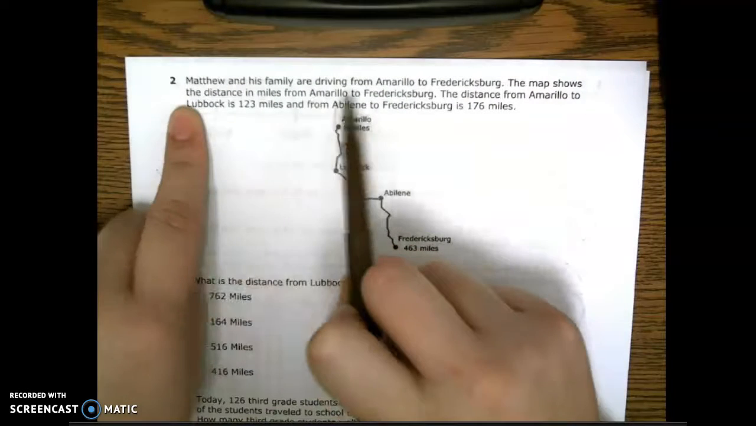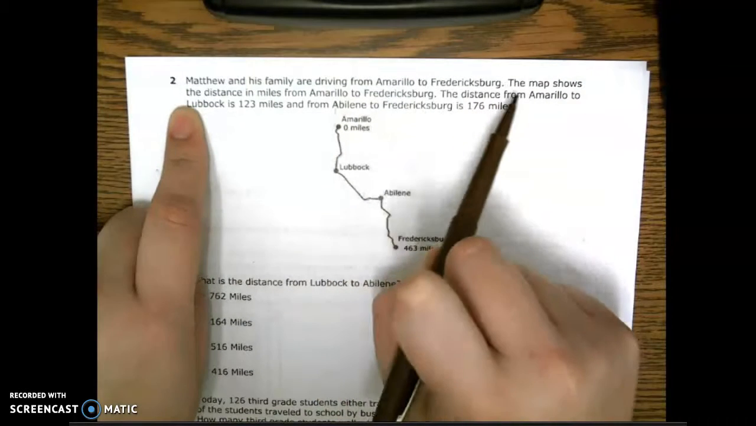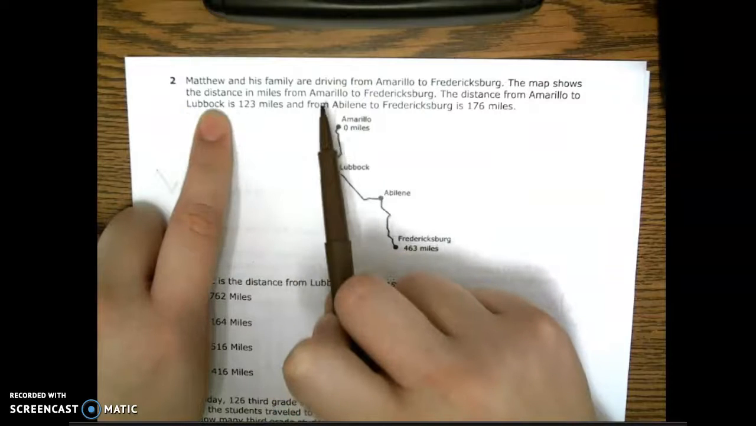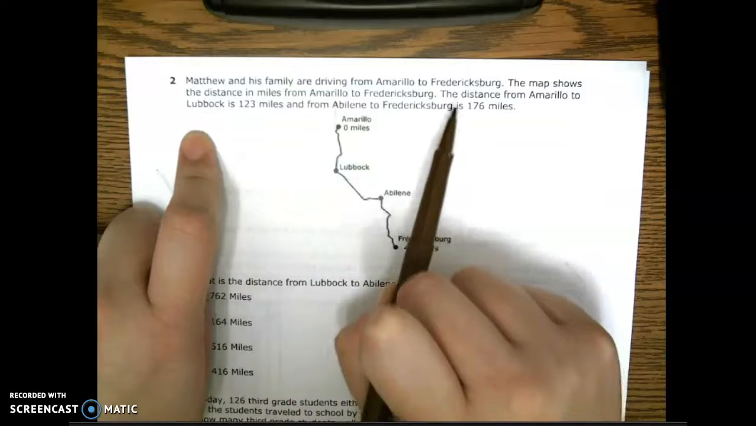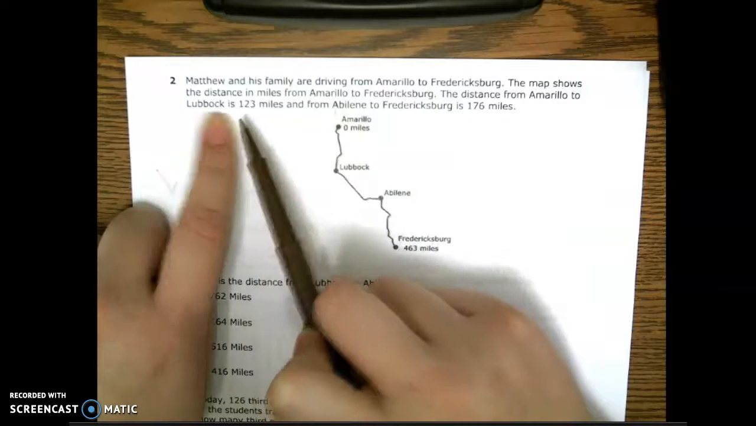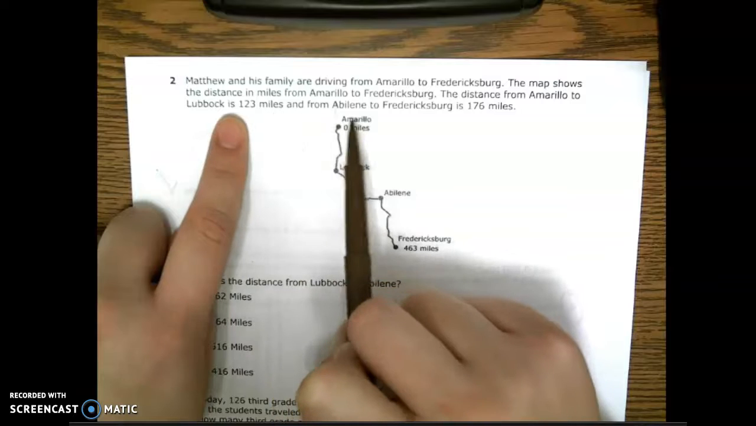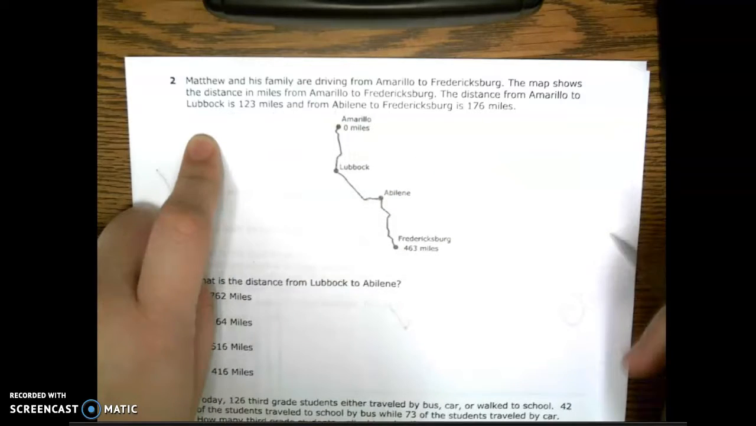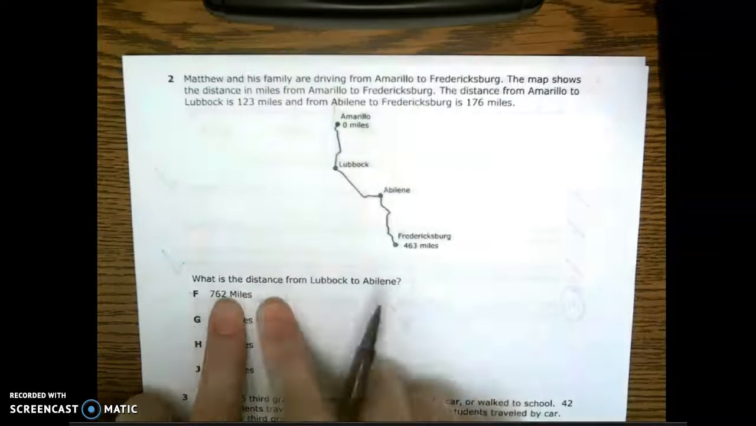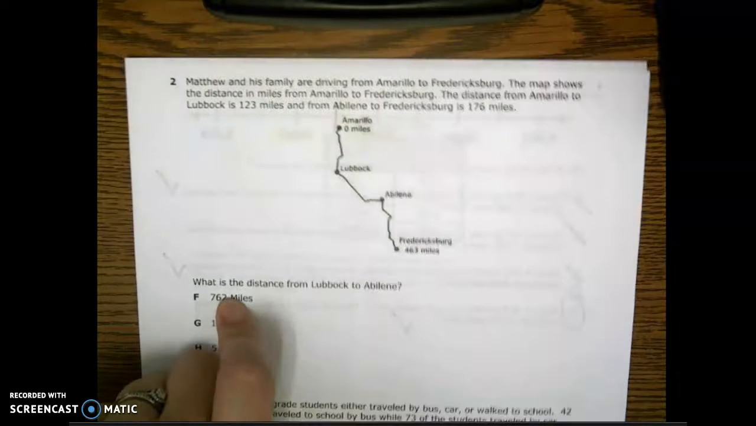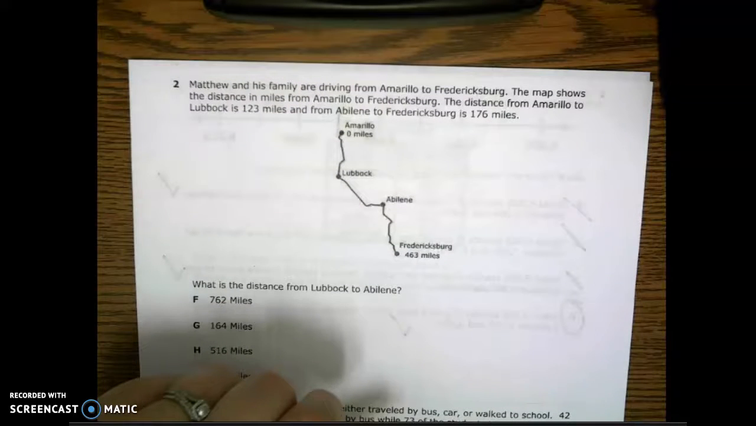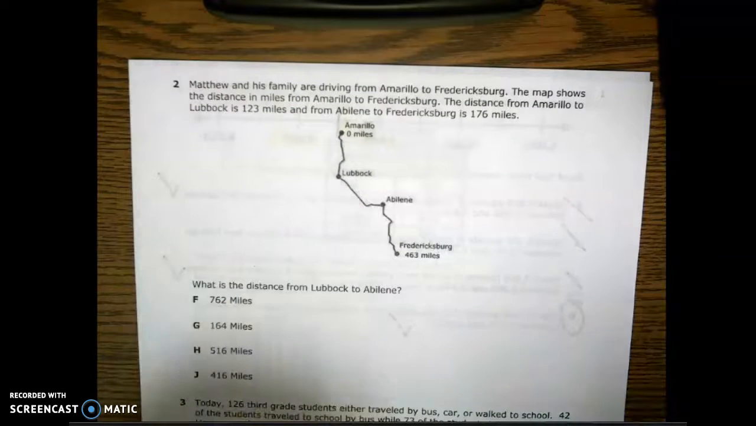Matthew and his family are driving from Amarillo to Fredericksburg. The map shows the distance in miles from Amarillo to Fredericksburg. The distance from Amarillo to Lubbock is 123 miles, and from Abilene to Fredericksburg is 176 miles. What is the distance from Lubbock to Abilene? Okay, so let's work this problem out, okay?